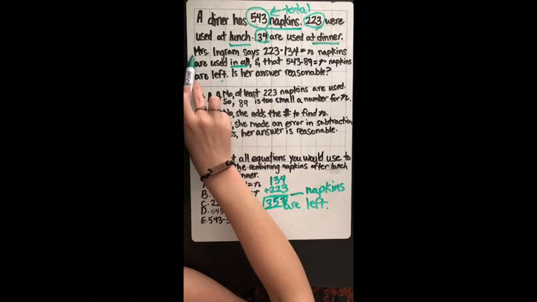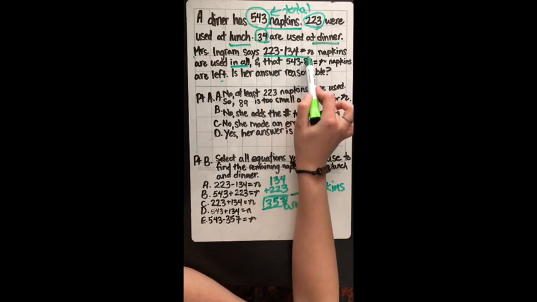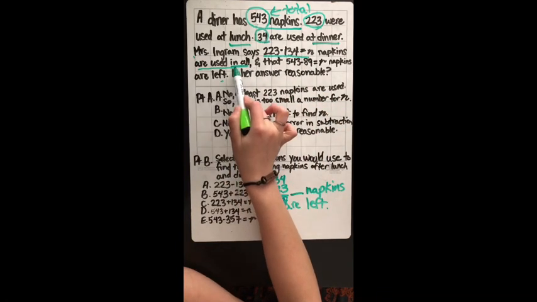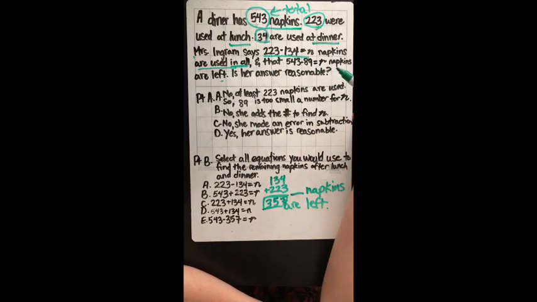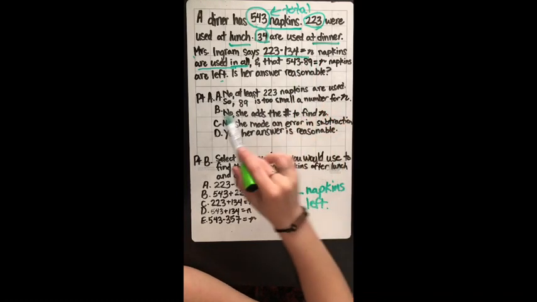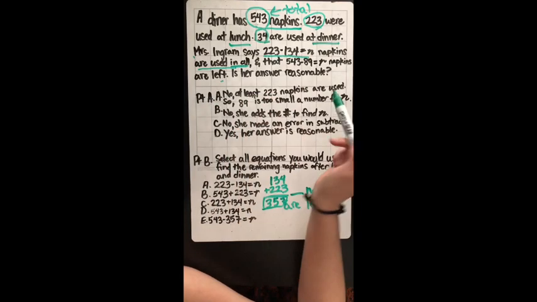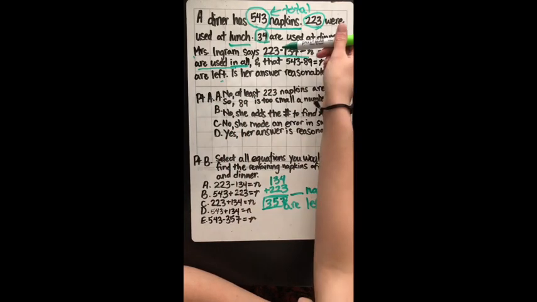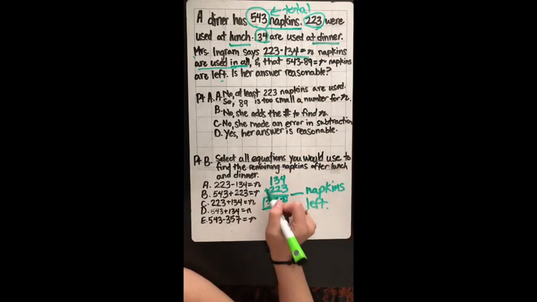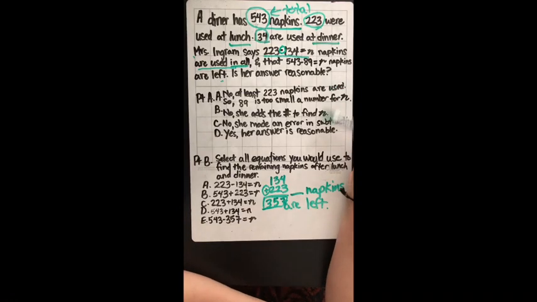Now, if I compare this to what Miss Ingram says, Miss Ingram said that 223 minus 134 equals the napkins used in all. So hold on. Right off the bat, I see a difference between the way that I solved it and the way that Mrs. Ingram, that silly girl, tried to solve it. So if I look through at my answers for is her answer reasonable, I can look through and see, okay, well, what was her mistake? Well, you're right, she subtracted instead of added. Notice, subtract sign. So now I can go through some of these answers and figure out.